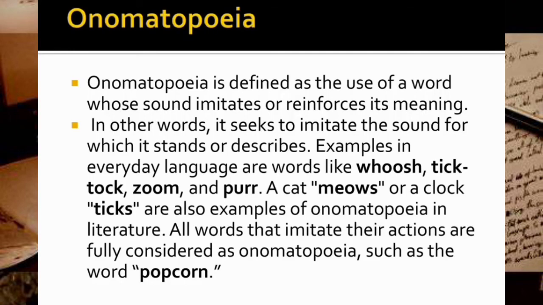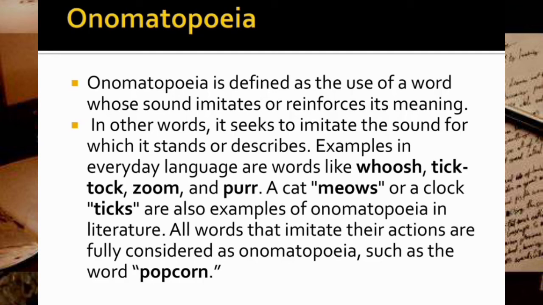Alright, now I'd like to continue to the next types of sound in poetry. The fifth one is onomatopoeia. This type is defined as the use of a word whose sound imitates or reinforces its meaning. In other words, it seeks to imitate the sound for which it stands or describes. Examples in everyday language are words like whoosh, tick-tock, zoom, purr. A cat meows or a clock ticks are also examples of onomatopoeia in literature. All words that imitate their actions are considered onomatopoeia, such as the word popcorn.